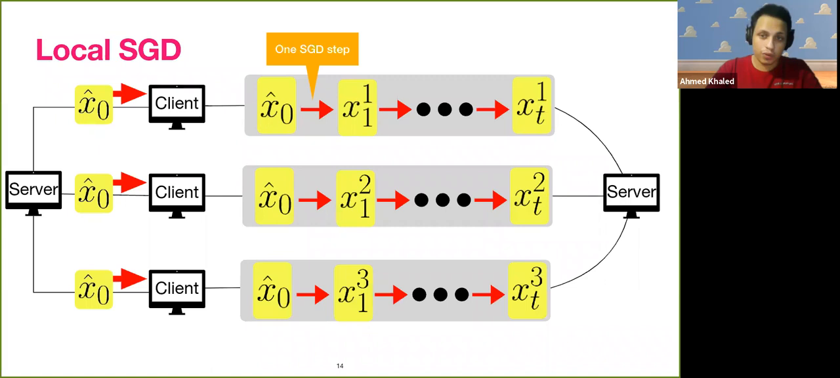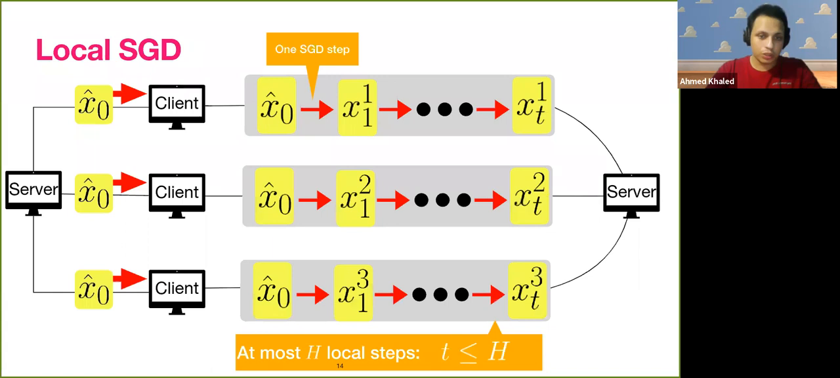And we make the assumption that we take at most h such local steps. So the number of local steps that we take is upper bounded by h. And after we do this, so we take t local steps, where t is smaller than h, we send this to the server, and then the server averages them and produces a new iterate x hat xt.